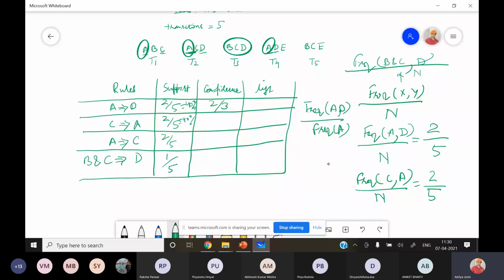Frequency of A and D is 2, and frequency of A: A appears in the first transaction, second transaction, and third transaction. It does not appear in any other transaction. So 2 by 3, right?